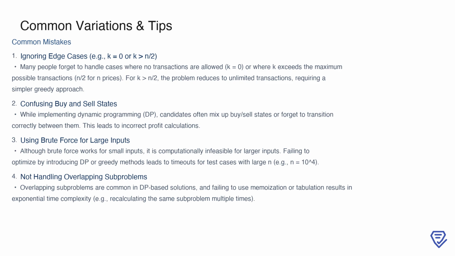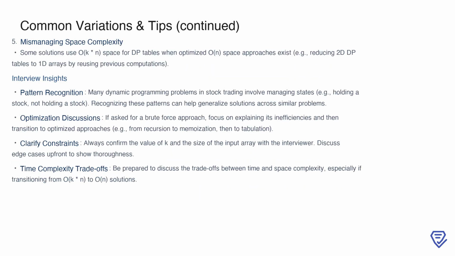Lastly, overlooking overlapping subproblems can significantly impact performance. Without memoization or tabulation, you may end up recalculating the same subproblem multiple times, which results in exponential time complexity and inefficient solutions. Another common issue involves mismanaging space complexity. For example, many solutions use O(k*n) space for dynamic programming tables, but more space-efficient methods exist. By reusing previous computations, you can reduce this to O(n) space.